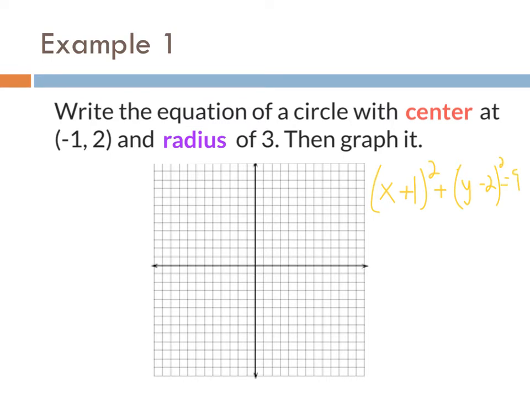And so if I were to graph this, -1, positive 2 is right there. There's where my center is. From the center, I would add 3 in every direction and plot a point. And then from there, draw the rough shape of what my circle looks like. And there we go.